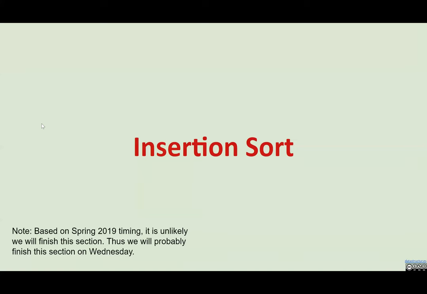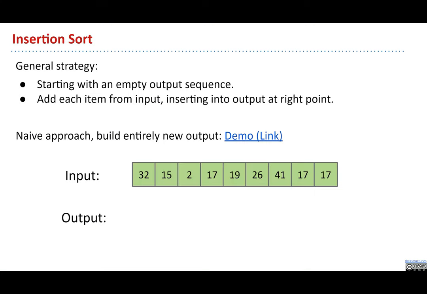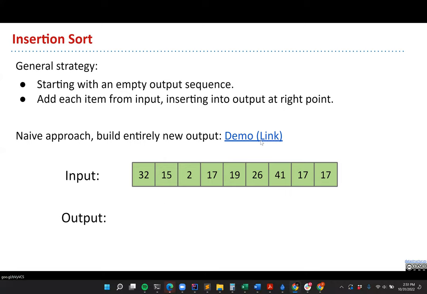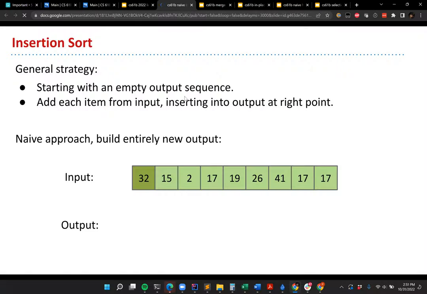Okay. Now let's talk about insertion sort. This will be our fourth of five sorts. We won't finish this part, so I'm going to get wherever we can get, and we'll pick up the thoughts next time. So the general strategy behind insertion sort is we have an input sequence, like so, the same array of numbers as before, and then we have an output sequence, and we're going to add each item into the output at the correct location. That's the way it works. It's insertion based.